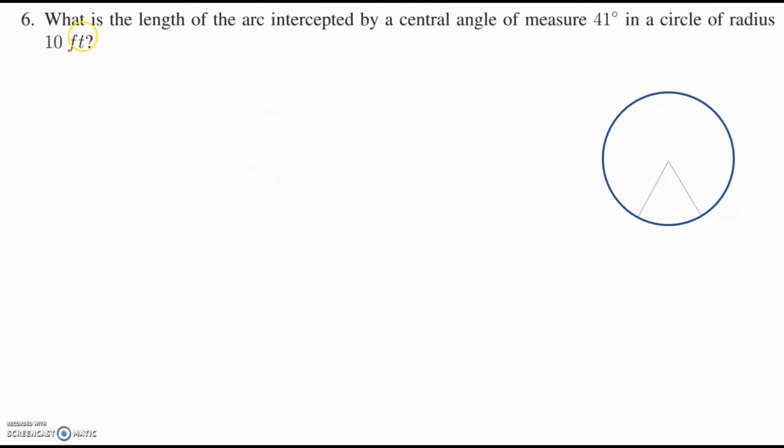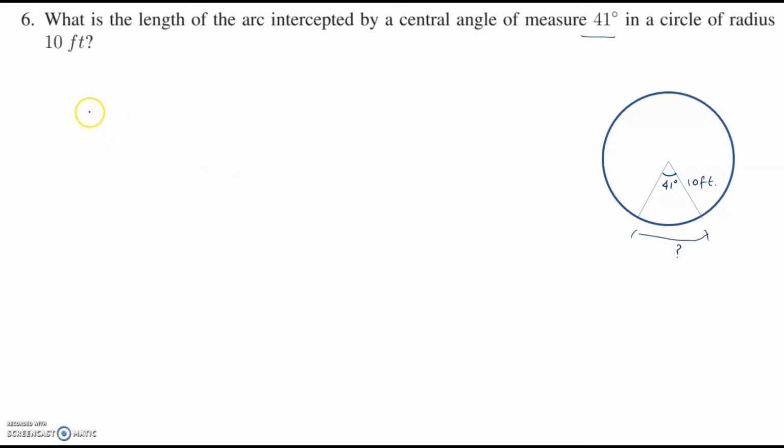Question number 6. What is the length of the arc intercepted by a central angle of measure 41 degrees in a circle of radius 10 feet? So here we are given the angle here is 41 degrees and the radius is 10 feet. So this radius here is 10 feet. So you need to find the length of the arc. So you need to find this length.